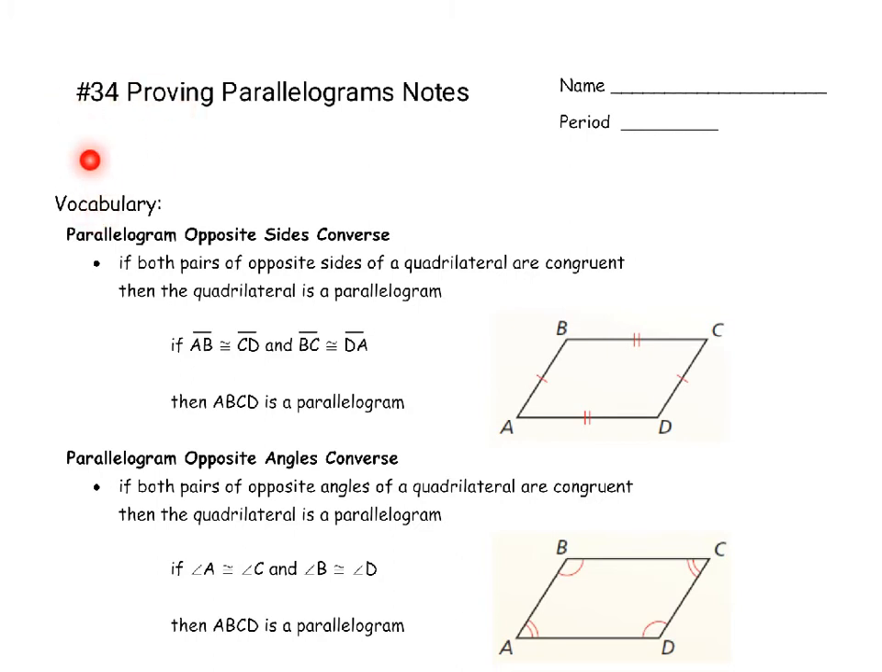We're going to be talking about proving parallelograms now. A few things to recall. Parallelogram opposite sides converse: if both pairs of opposite sides of a quadrilateral are congruent, then the quadrilateral is a parallelogram. So, if AB is congruent to DC and BC is congruent to AD, then ABCD is a parallelogram.